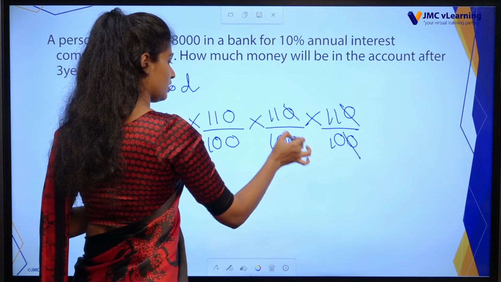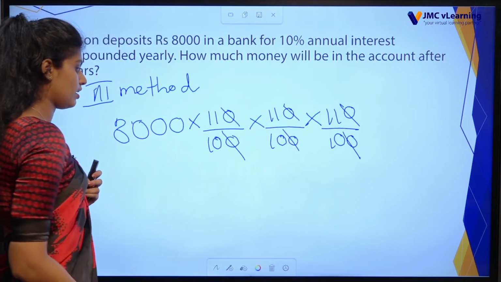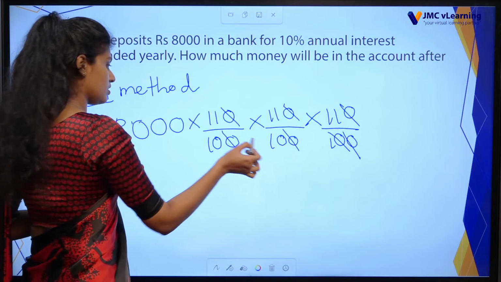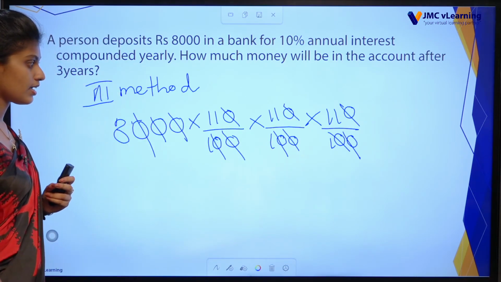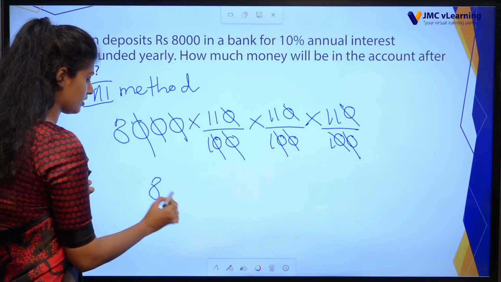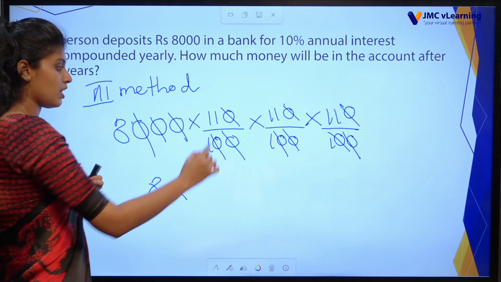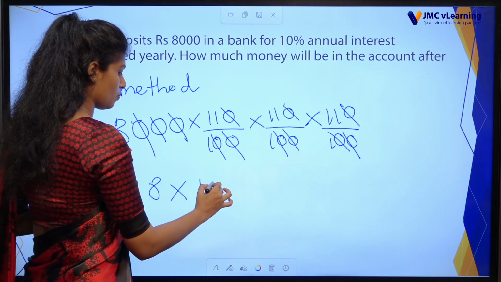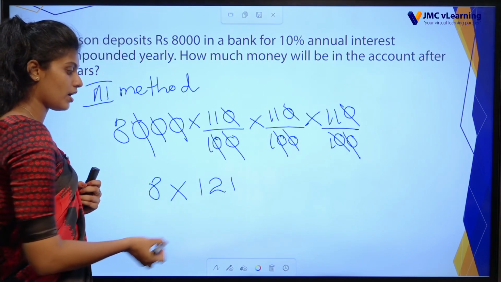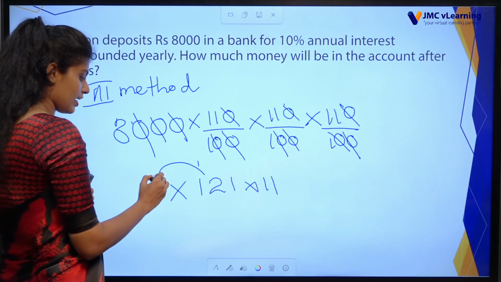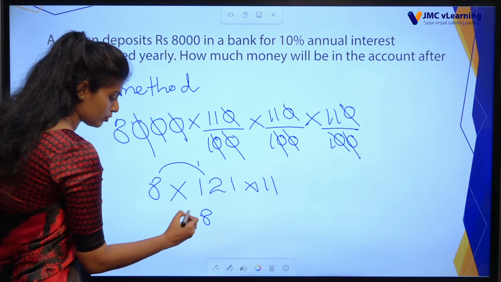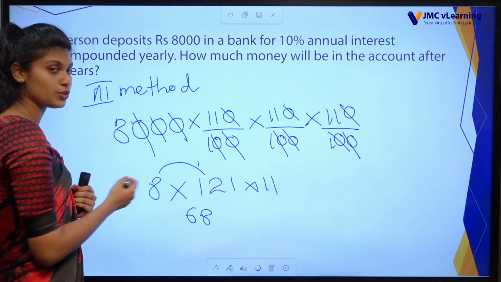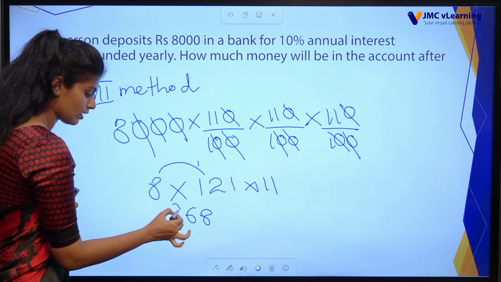Now let's simplify this one. Zeros can cut. Then these 3 zeros and these 3 zeros can cut. Then 8 multiply by 11 into 11, 121. Let's multiply these two. 8 into 1, 8. 8 into 2, 16. Put 6, 1 left. 8 into 1, 8. Add 1, 9.